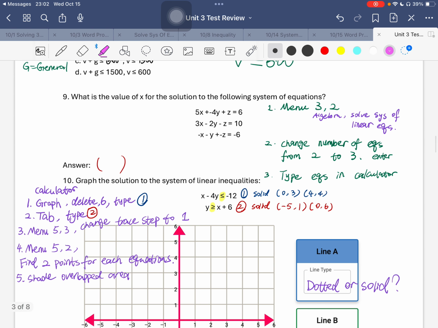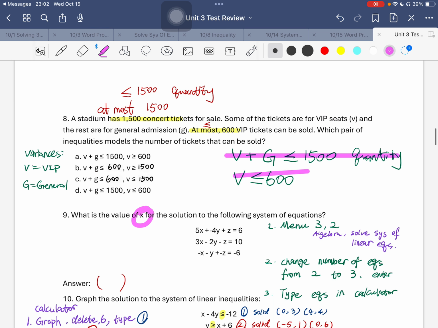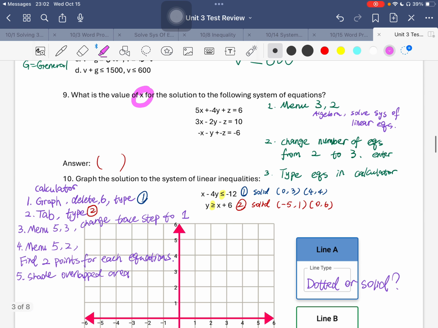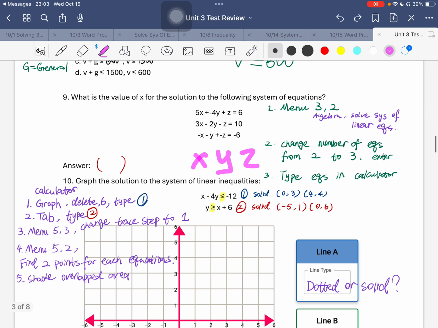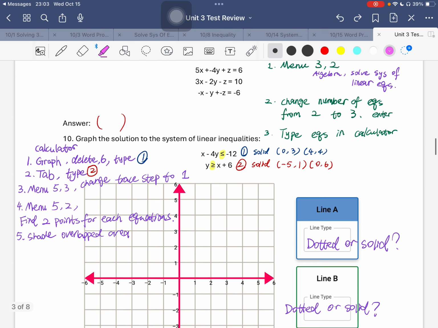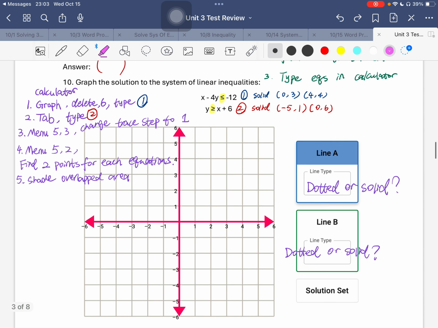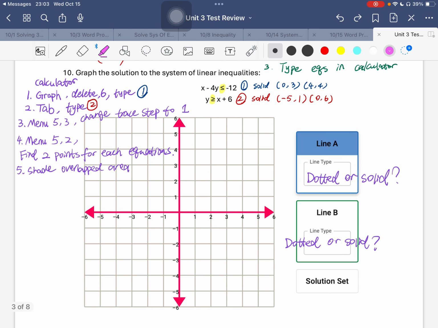Okay, question 9. What is the value of x for this system of equations? So calculator again, menu 3-2, change number from 2 to 3, then type your 3 equations in. And this time, you need to write your answer for x. So it's always in the order of x, y, z. So write your first number here. That's question 9. Now question 10. Question 10 is asking you to graph the solution.